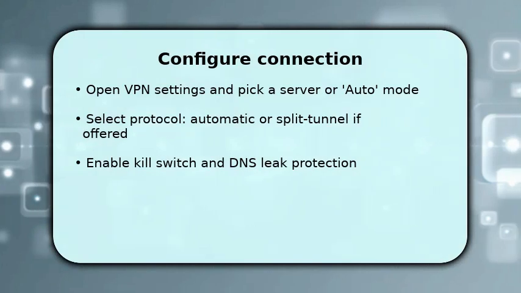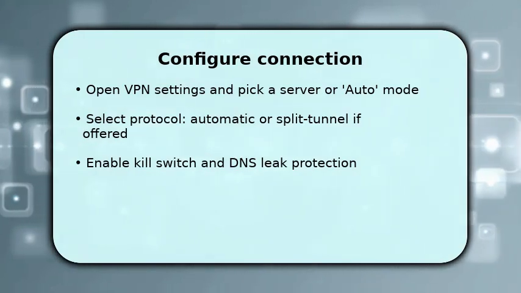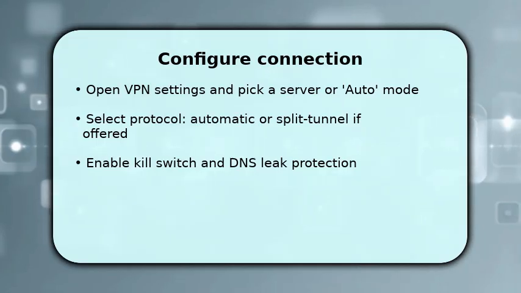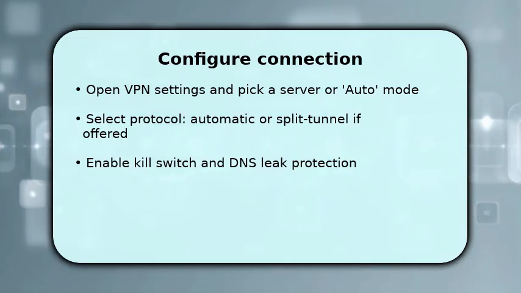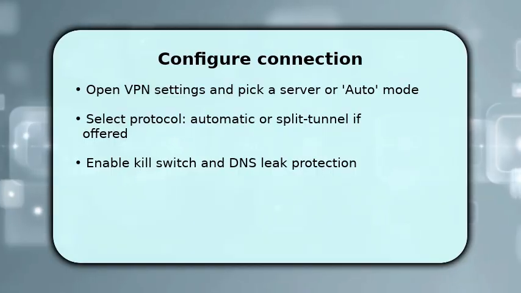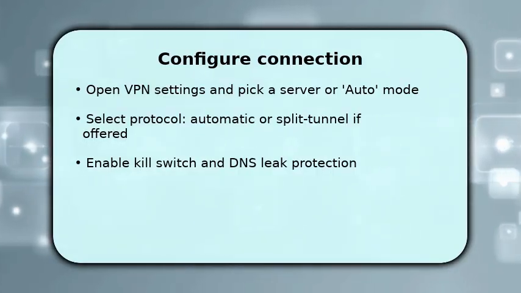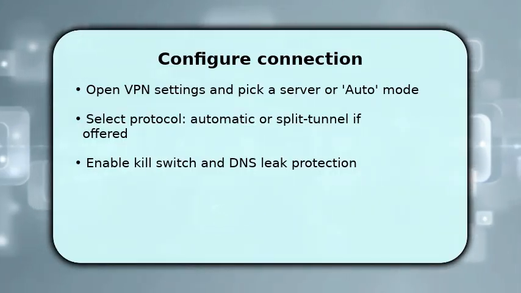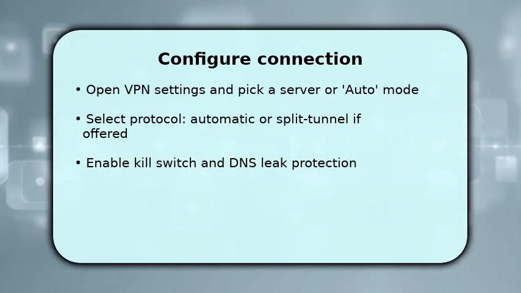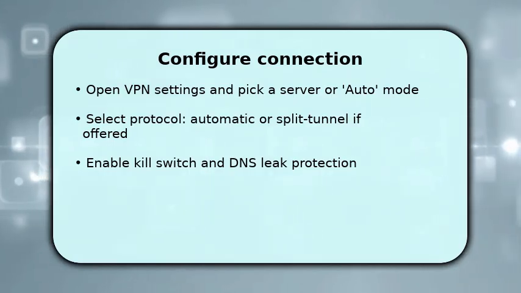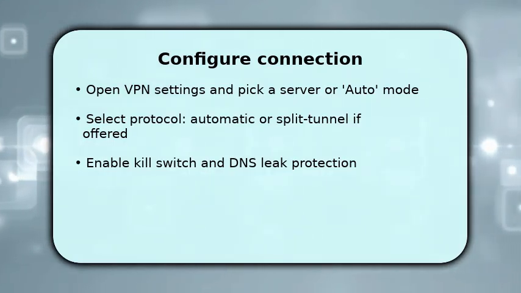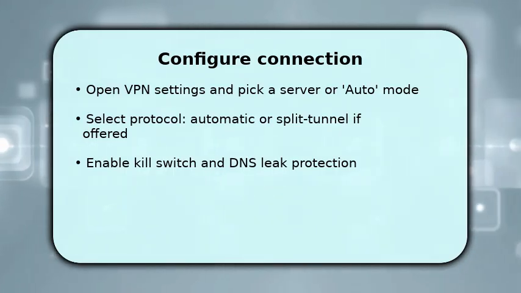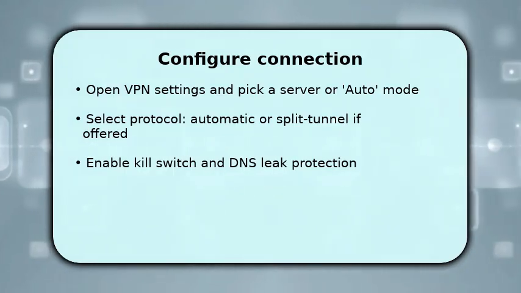Now configure the connection. Open the VPN pane in Edge and choose a server region or use auto to optimize latency. Then set the protocol preference. Leave it on automatic unless you need a specific protocol for compatibility. Enable split tunneling only if you want selective app routing. Otherwise, keep full tunnel for privacy. Turn on the kill switch and DNS leak protection to prevent leaks if the VPN drops. After saving, test with a quick IP check so you know routing changed.